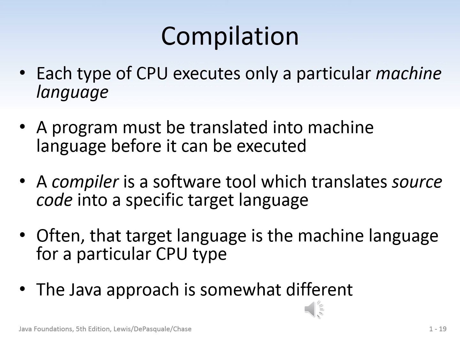It's a software tool which translates the source code in a specific high-level programming language into a specific target language. Now, this is almost always the case. Unfortunately, or fortunately, it's not how Java works. All too often, the target language is the machine language for a particular CPU type. The Java approach is somewhat different in that it is architecture neutral and involves an extra step, which we'll get to next.